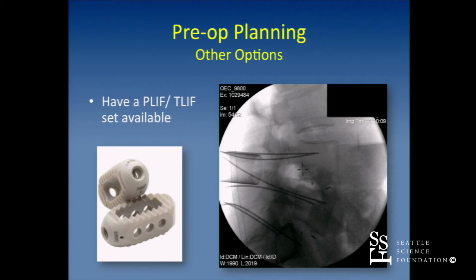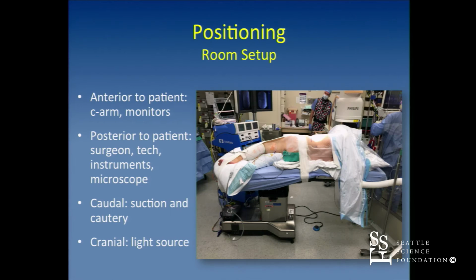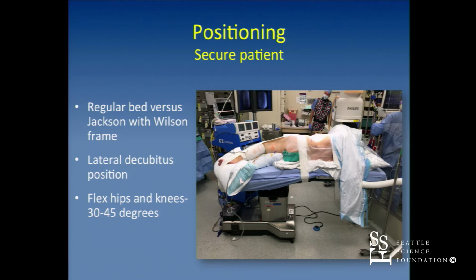And you should always have a PLIF and TLIF set available in case you deem the lateral approach not safe intraoperatively. So in terms of the room setup, anterior to the patient is a C-arm typically, as well as the monitors. The surgeon and the tech instruments, as well as the microscope, are posterior. Caudal to the patient, you have your wires, including cautery and suction, and then cranially, I usually will bring the light source. You can use a regular bed or a Jackson with a Wilson frame. I personally prefer a regular bed.